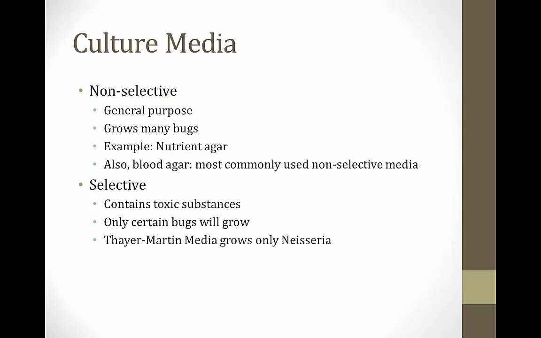So when we grow bacteria on specific types of agar and specific types of growth plates, we call that a culture media. And what we do is we modify the substances in the agar to select or to help certain types of bacteria grow. So some culture media and some growth plates are called non-selective, and these are general purpose. They grow basically all bacteria. An example is nutrient agar. So nutrient agar just has lots of nutrients that lots of different bacteria will grow on.